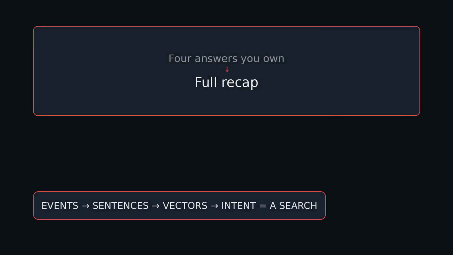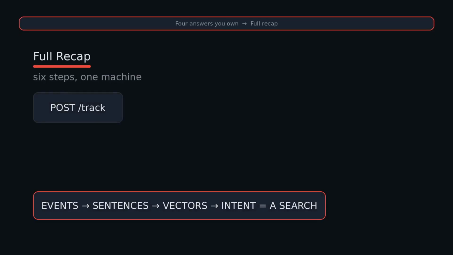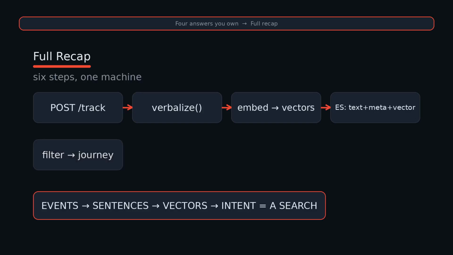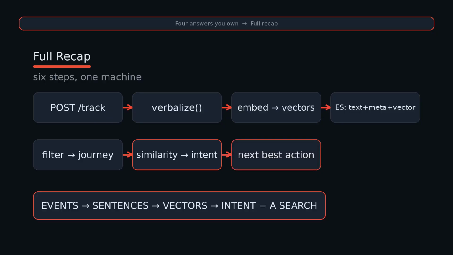Full recap. 6 steps, 1 machine. Events arrive at a tracking endpoint. A verbalizer turns each one into a sentence. The embedding model turns sentences into vectors, and Elasticsearch stores text, metadata, and vector together. Filter expressions rebuild any user's journey. Similarity search against 5 archetype descriptions maps the intent. No training, no labels. And an optional chat client turns that into a next best action. One more time, so it sticks. Events become sentences. Sentences become vectors. And intent becomes a search.